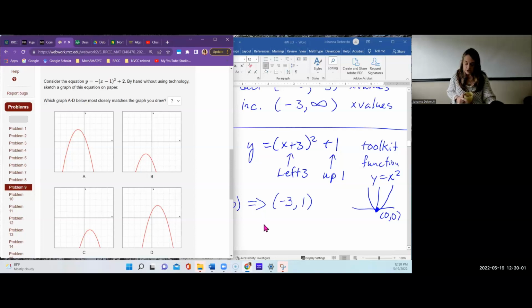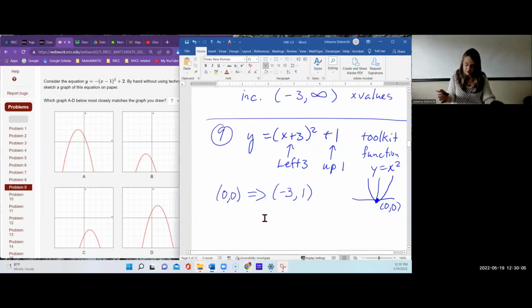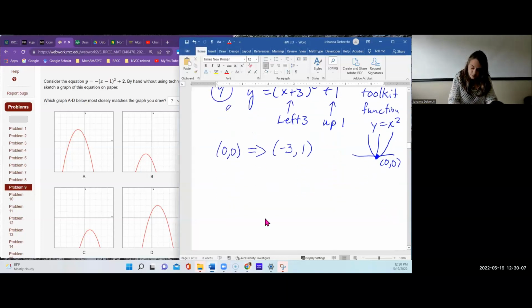Let's write that information down and note where our vertex has gone on the toolkit function. This was part A, and this is part B. This is going to reflect across the x-axis.